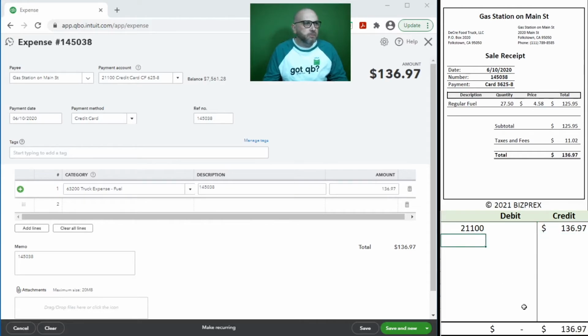What else is happening? Well, our expenses on fuel go up. So account 63,200 will be debited because expenses go up when debited. So here it is, right? This amount right here, it is a debit to account 63,200 and it is a credit to account 21,100.